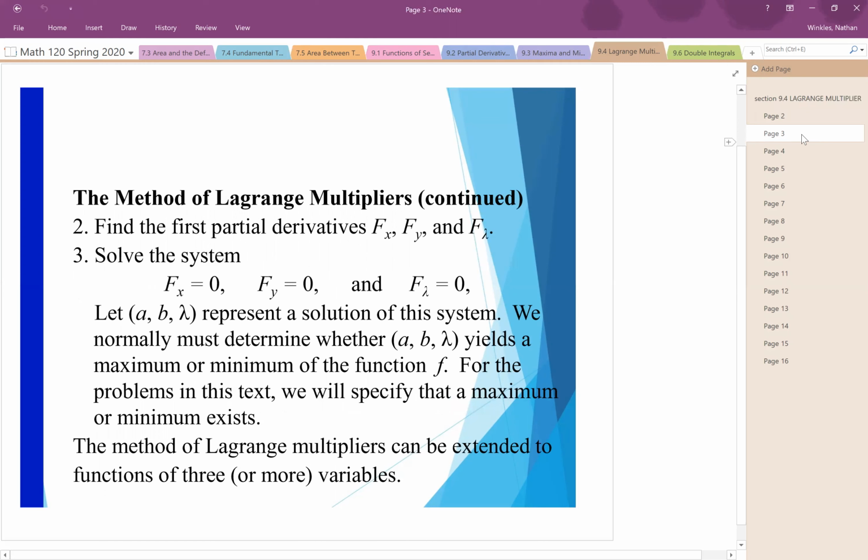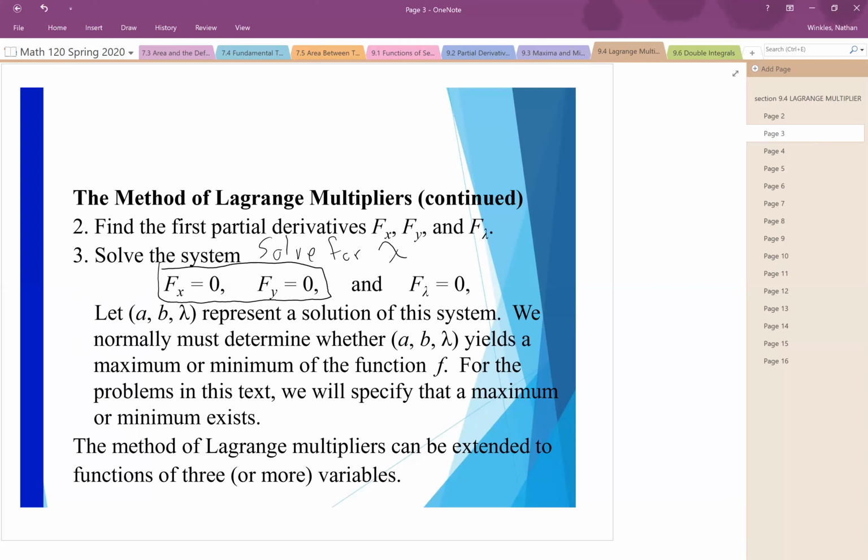Once we form our new function, we need to find all of our first partial derivatives, f sub x, f sub y, and f sub lambda. We're going to end up solving our system of f sub x equal to 0, f sub y equal to 0, and f sub lambda equal to 0, normally by taking f sub x and f sub y and solving for lambda. Then we plug that in, and by doing that we end up getting a relationship on x and y that we can plug into the f sub lambda equation.